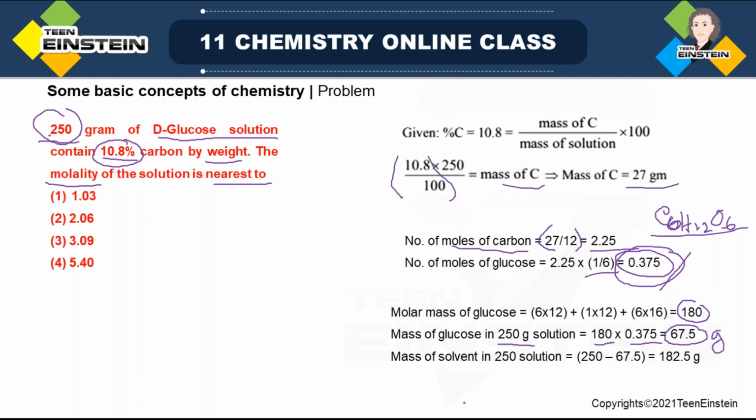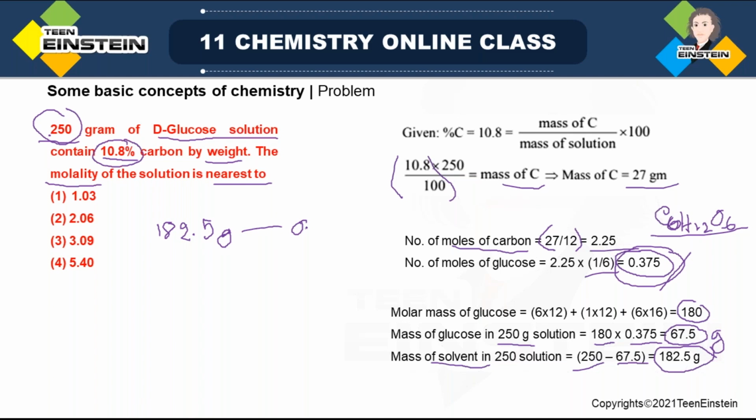Now the next step is to find out the mass of solvent in 250. So mass of solvent plus mass of solute is equal to mass of solution. In this case, you know the mass of solution, you know the mass of solute. So if you subtract the mass of solute, that is the mass of glucose, from the mass of solution, which is 250, you will get the mass of solvent, which is 182.5.